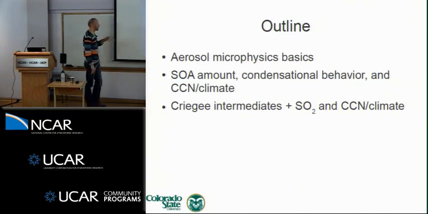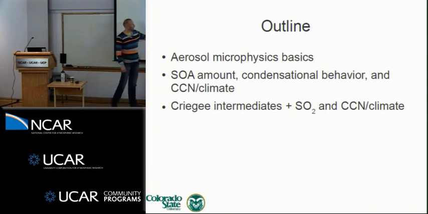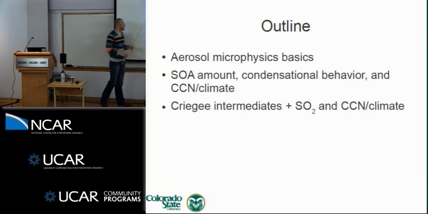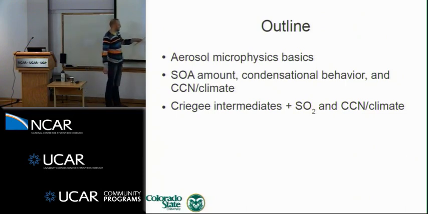And then I'm going to have two parts to my talk. The first is going to be general uncertainties in the secondary organic aerosol amount and the way in which organic species condense onto particles and the way in which they affect CCN and climate. And the second part of the talk is going to be focusing on a short-lived reactive gas phase species, a group of species called Criegee intermediates.